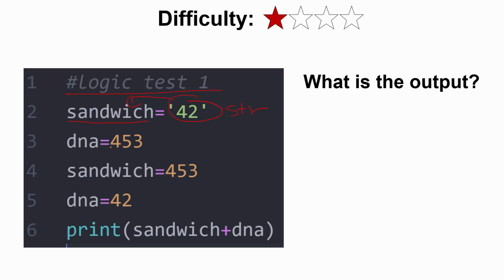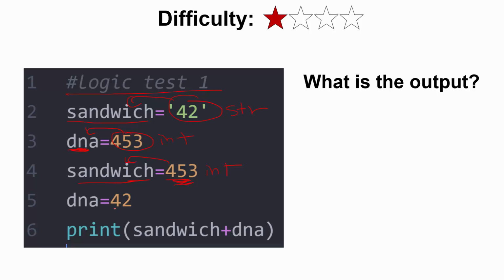Next, we are defining another variable. We're doing another variable assignment statement, and we're putting the integer 453 into this variable. So this is the integer. Next, we are taking 453, this integer, and putting it into sandwich. Now remember, originally I put the string into the sandwich, but now I'm overriding it with this integer. So now sandwich has 453 in it.